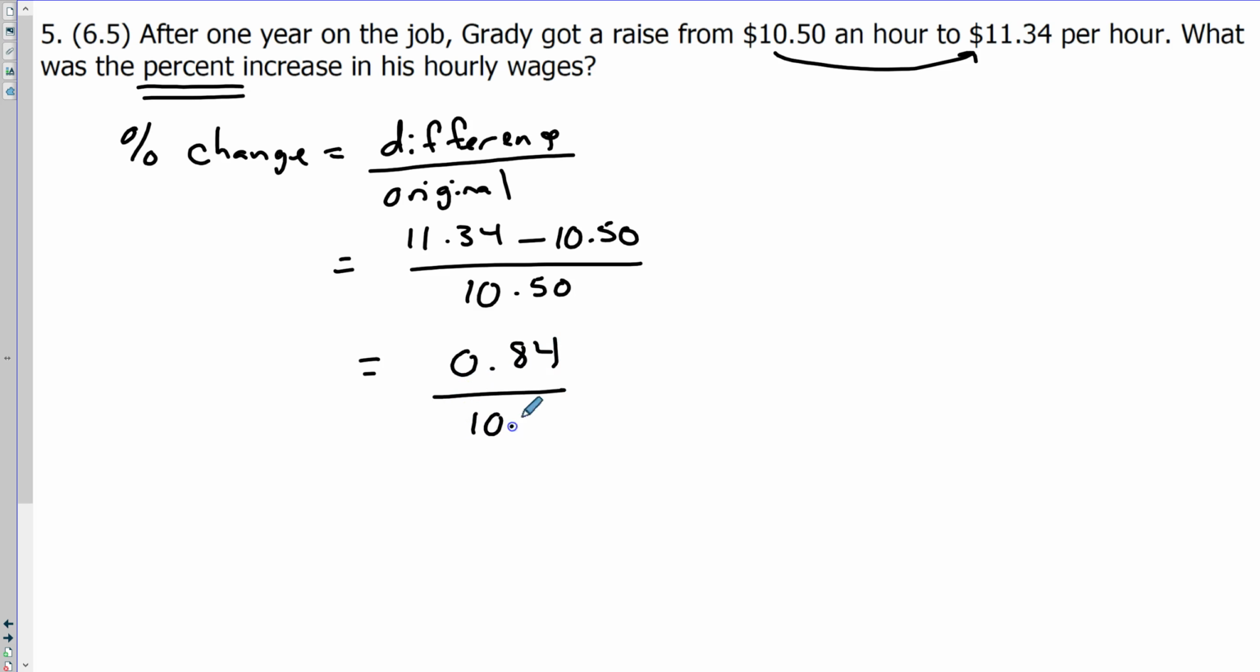divided by 10.50. I'm going to get a decimal number. I get 0.08. And we want a percentage. So remember that percentages are really decimals that we've just converted into that percentage writing. So 0.08 I can make into a percentage by multiplying by 100 or moving my decimal place two movements to the right. That does the same thing as multiplying by 100. And that is 8%.